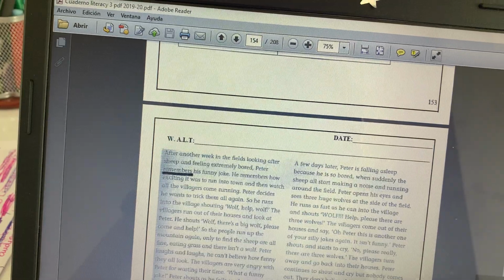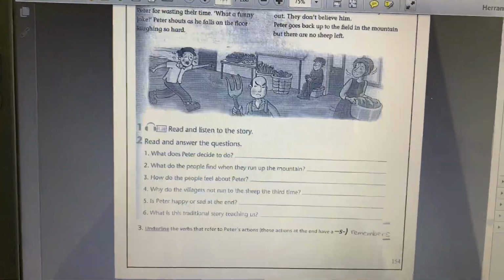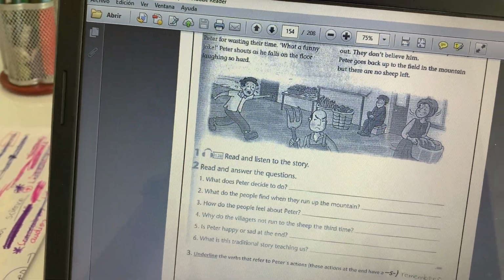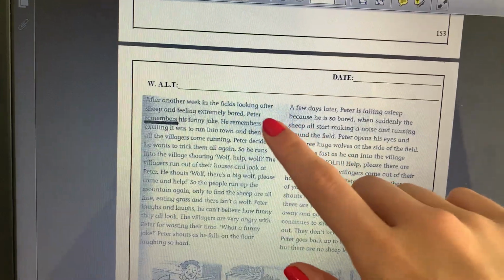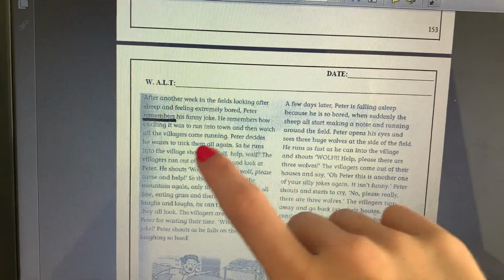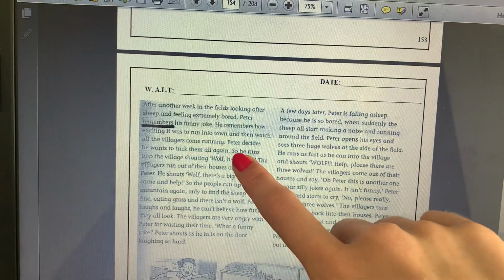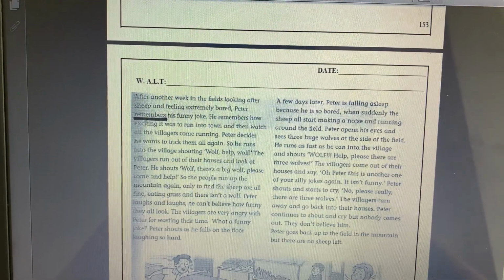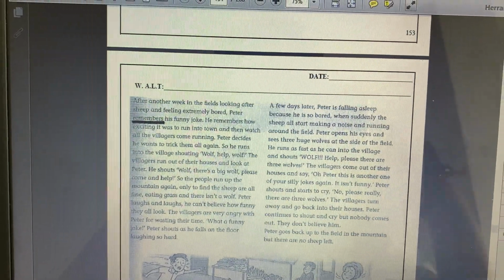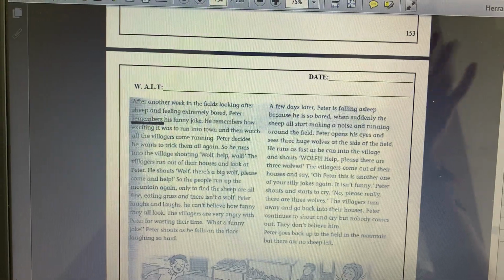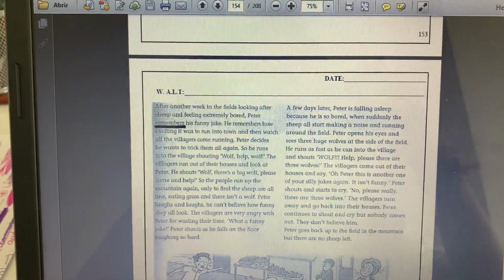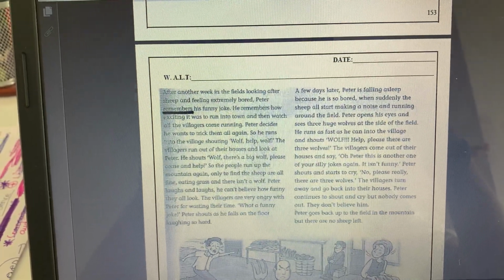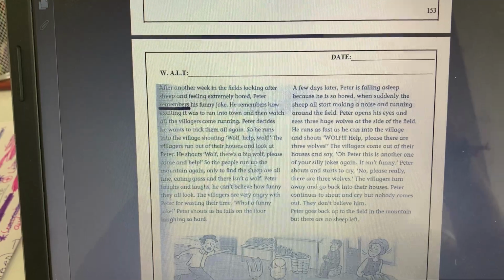Let's see also an example of question 1 here. What does Peter decide to do? And let's find here. Peter decides he wants to trick them all again. Okay, so you can write that. Remember, subject, Peter. Verb, decides. And then complements, he wants to trick them all again. Okay, we are going to do the reading activity, and now open your eyes and your ears because you are going to listen. Here we go.